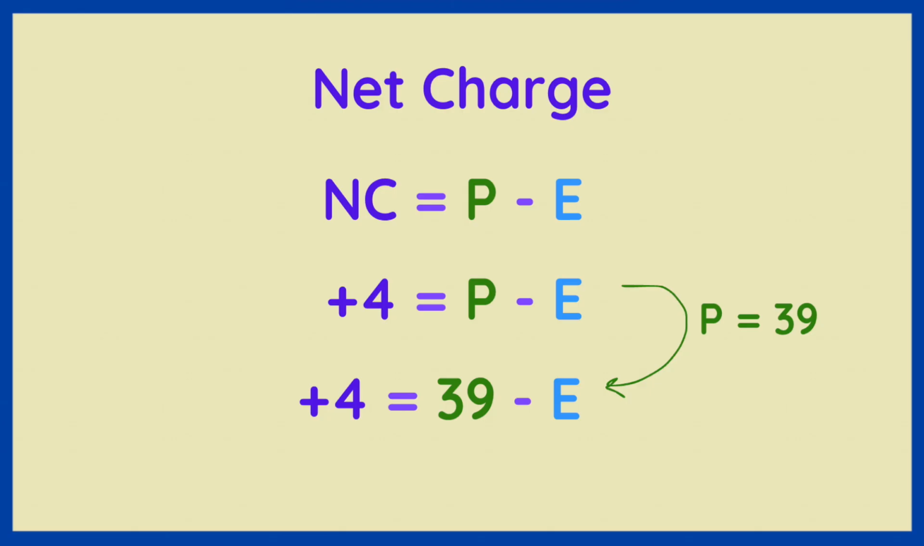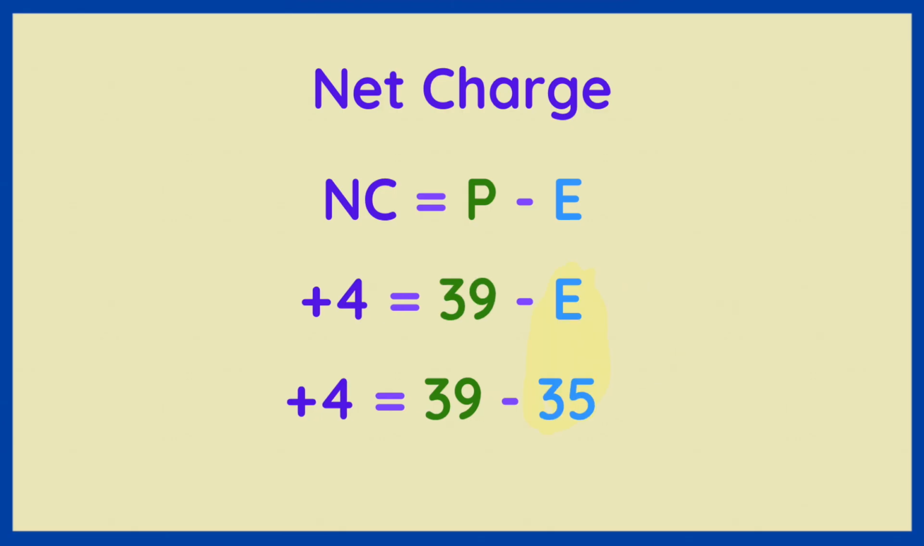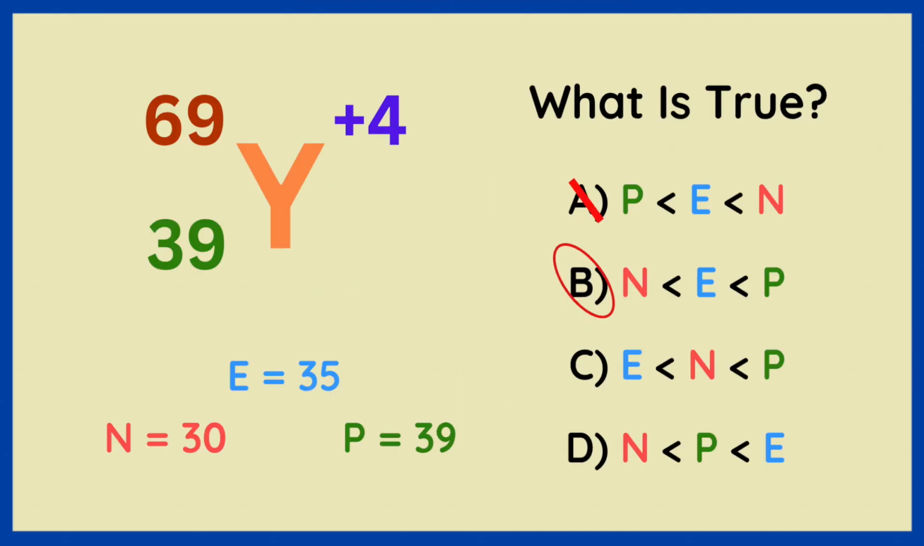Since net charge equals P minus E and we have 2 of the 3 values, there must be 35 electrons total for this atom. Therefore, the correct answer is B. N is less than E, which is less than P.